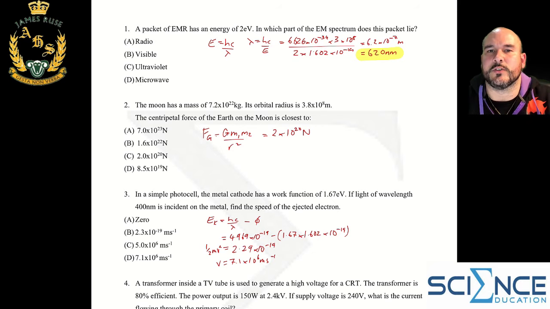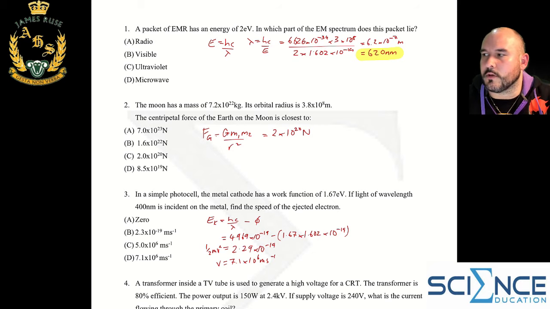Okay, so you need to know that the visible spectrum is 400 to 700 nanometers or thereabouts. Below 400 nanometers is the ultraviolet range. Above 700 nanometers is the infrared range. So this lies within 400 to 700 nanometers. It's therefore part of the visible spectrum. Therefore, our answer is B.